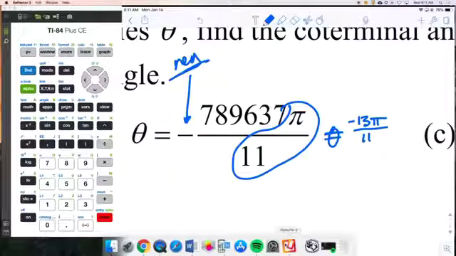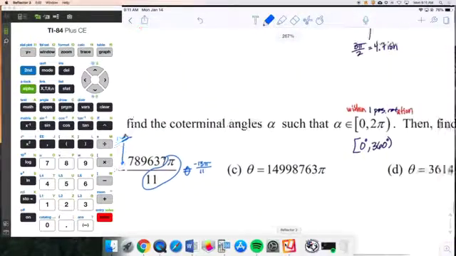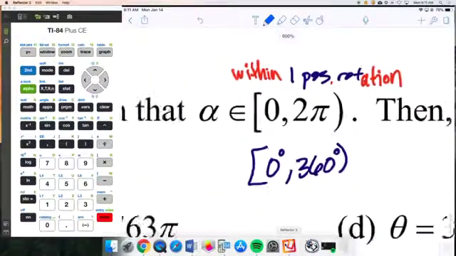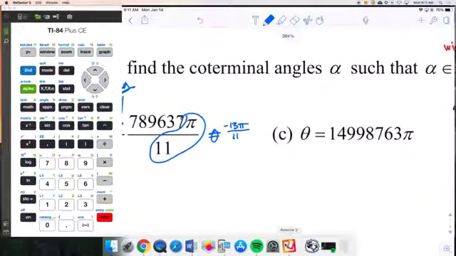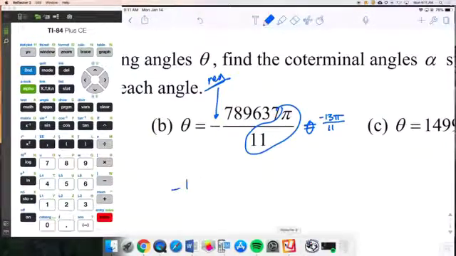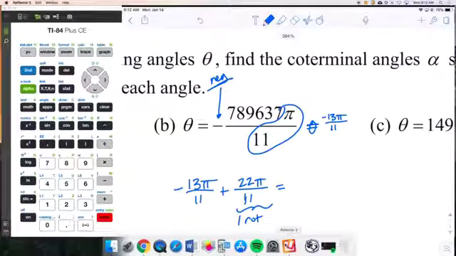You could draw negative 13 pi 11ths. It's just clockwise. But it's not between 0 and 2 pi, remember. So what do I need to do? I need to add a full rotation. So negative 13 pi 11ths plus how many pi 11ths in a full rotation? 22. So there you go. They have common denominators. What's 22 minus 13? 9. So 9 pi 11ths.